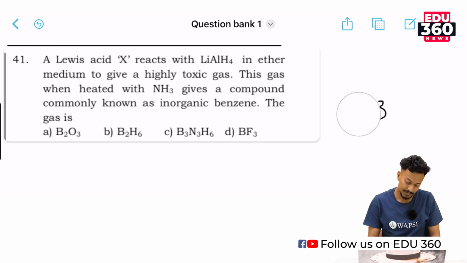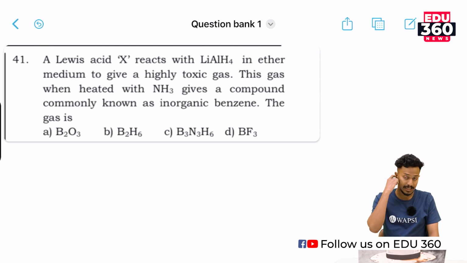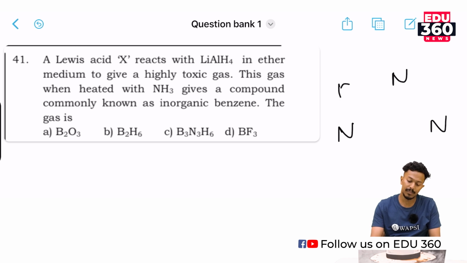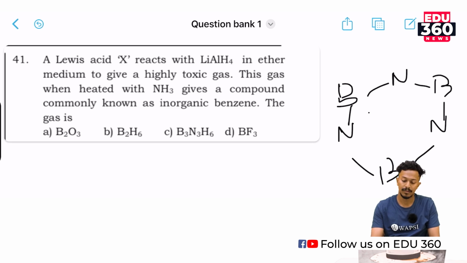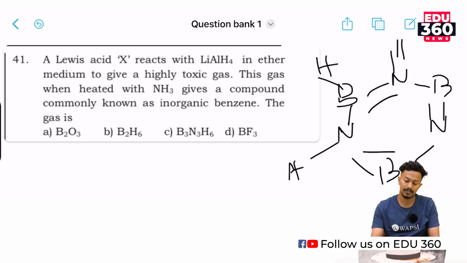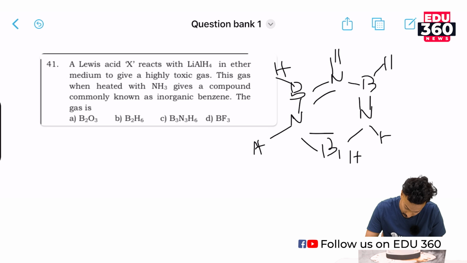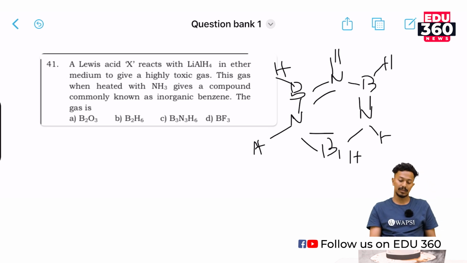So we do know that inorganic benzene is B3N3H6. This is the inorganic benzene we have been discussing. It shares a similar structure to that of benzene. In this inorganic benzene, this is isoelectronic with benzene also.